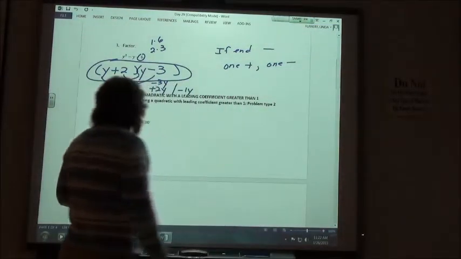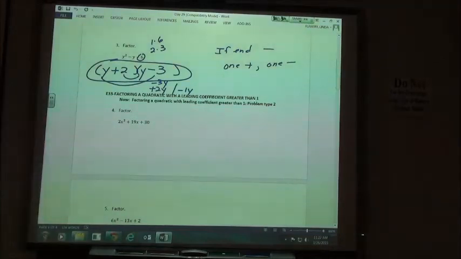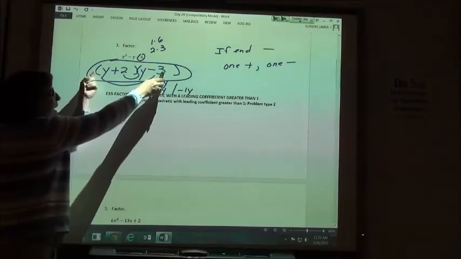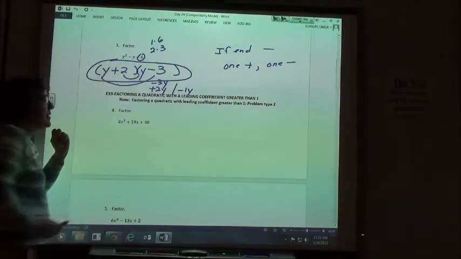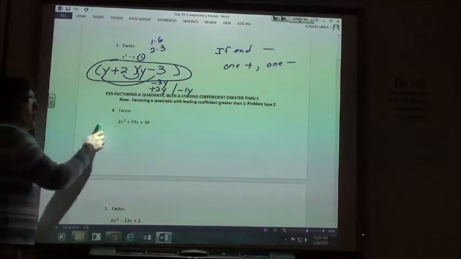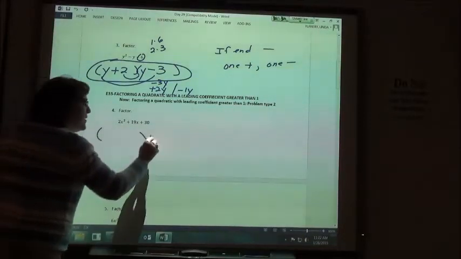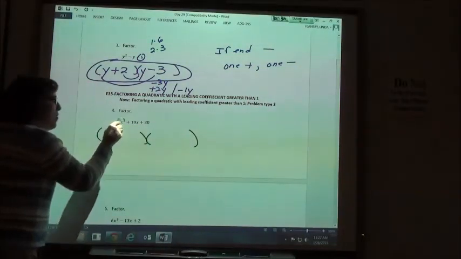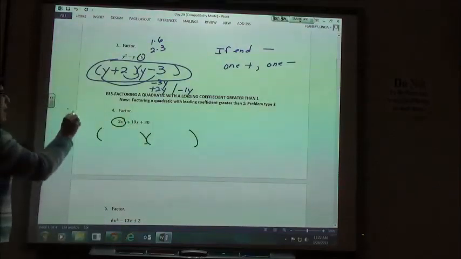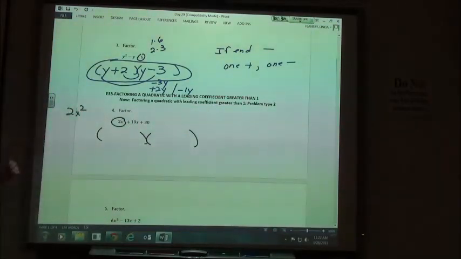Once we get to 4, 5, and 6, we're factoring a quadratic with a leading coefficient greater than 1, which makes it a little more tricky because we have to think about the outside plus the inside being the middle. So again, I know I'm going to factor. I'm going to have 2 sets of parentheses. I want the factors of 2x squared. What times what gives me 2x squared?